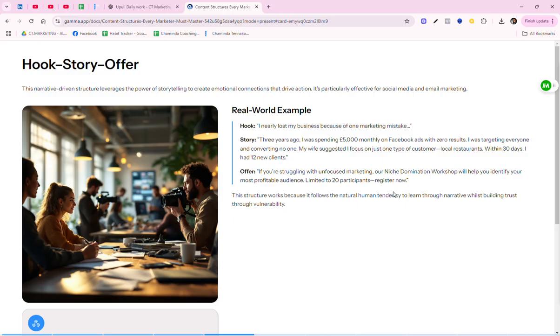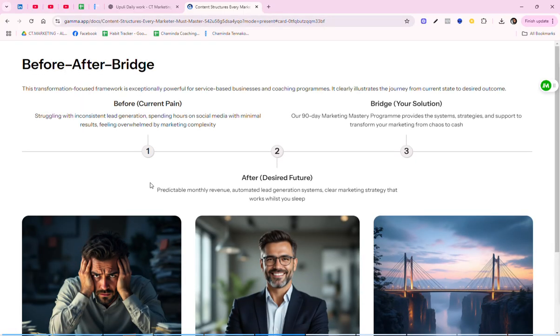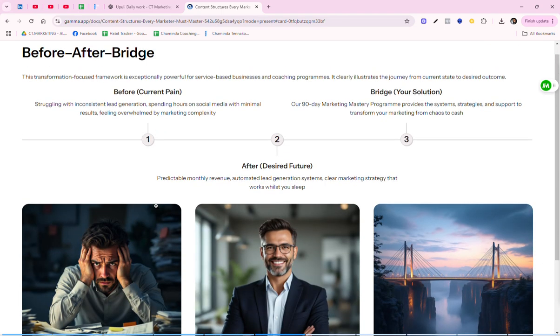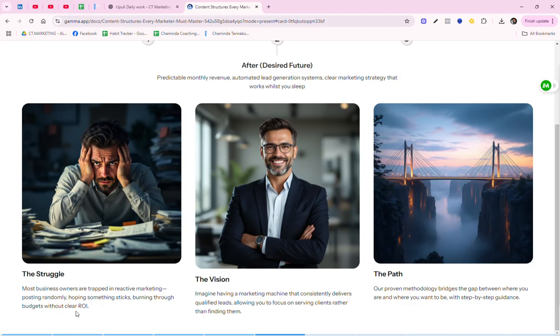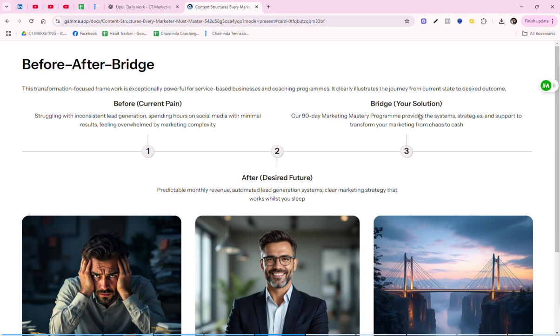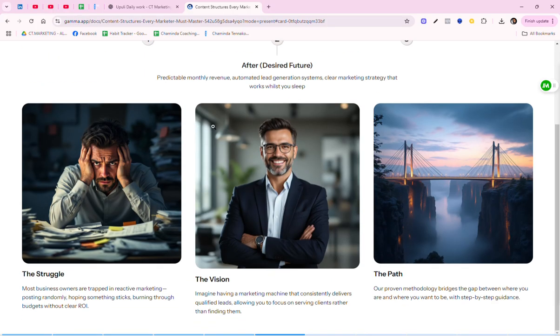This is good because it follows the natural human tendency to learn through narratives, whilst building trust through vulnerability. So hook, story, offer is really good for your clients' video content and posts. For everything you can use this. The next one is the before-after-bridge. This focuses on the before section, the current pain, the struggle, and then the after, the desired future.